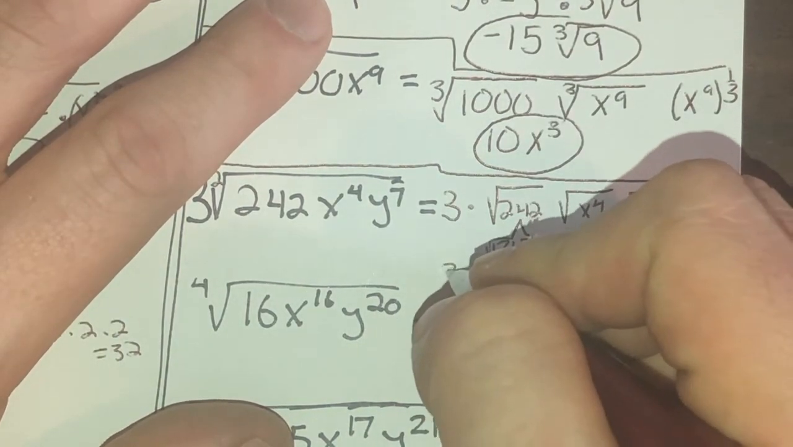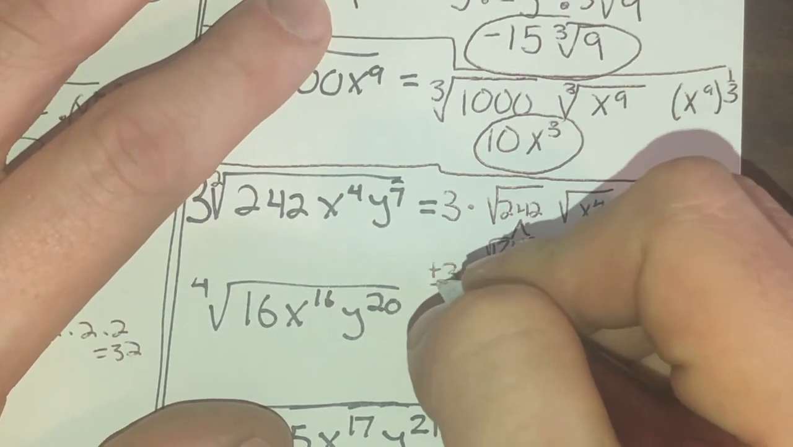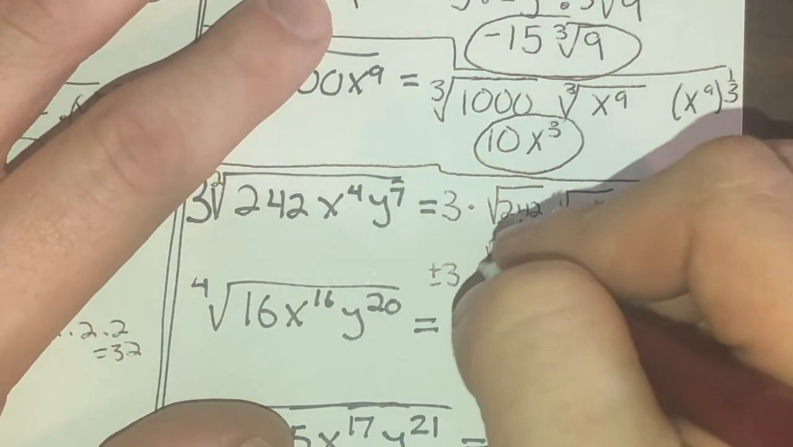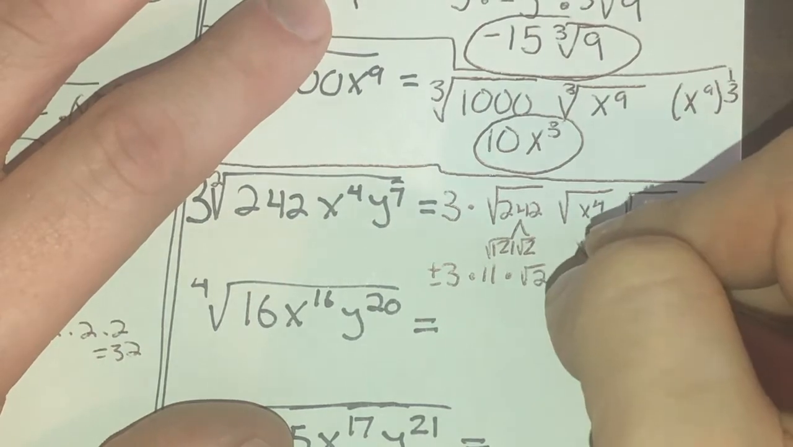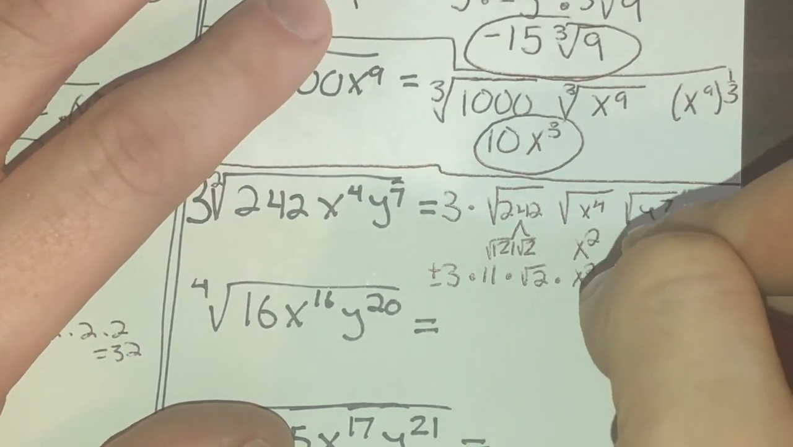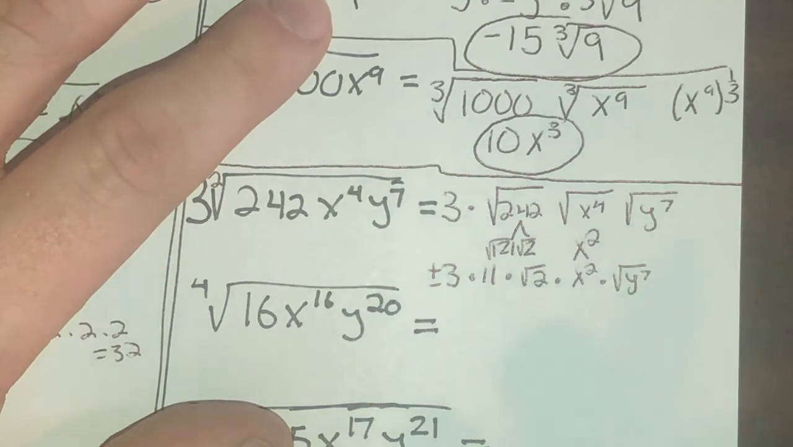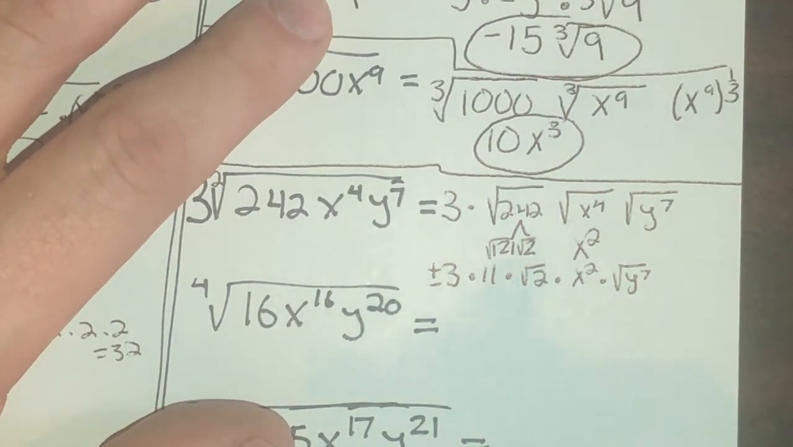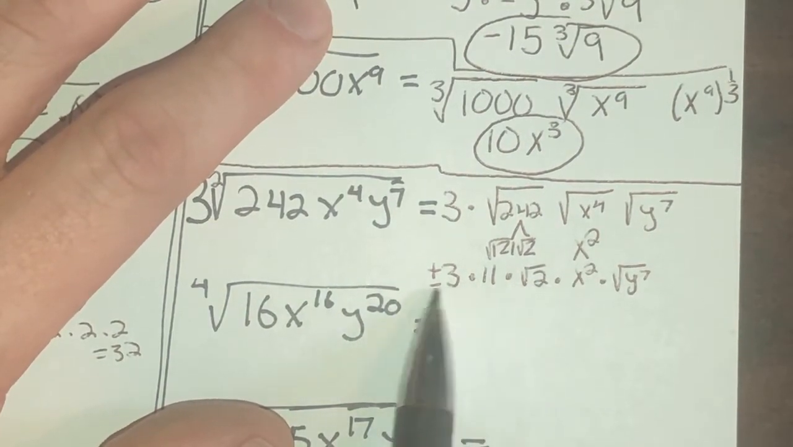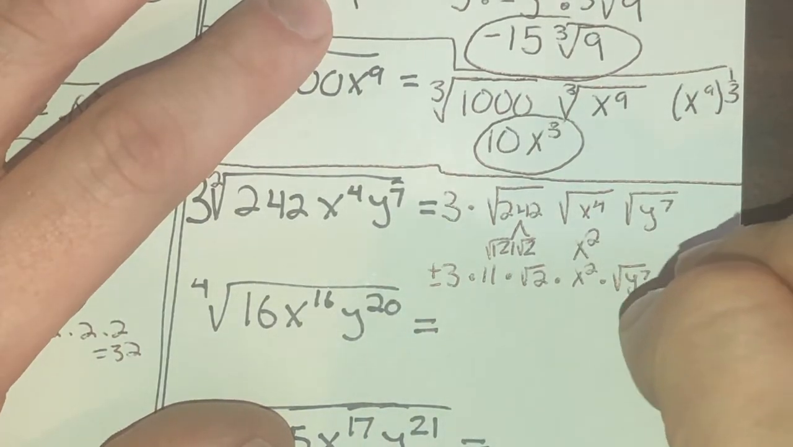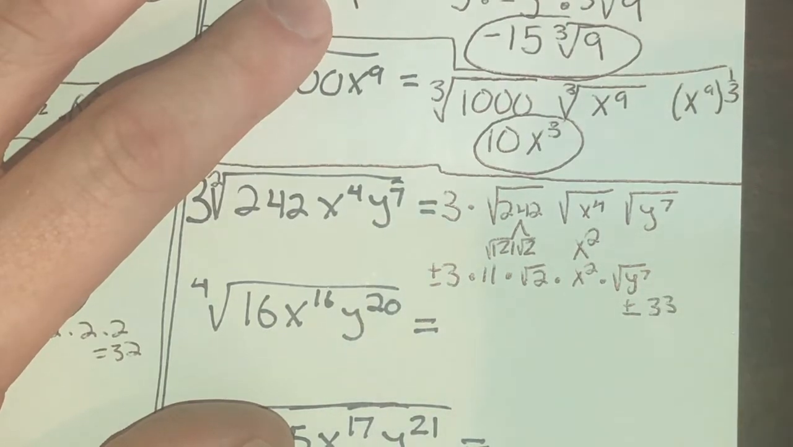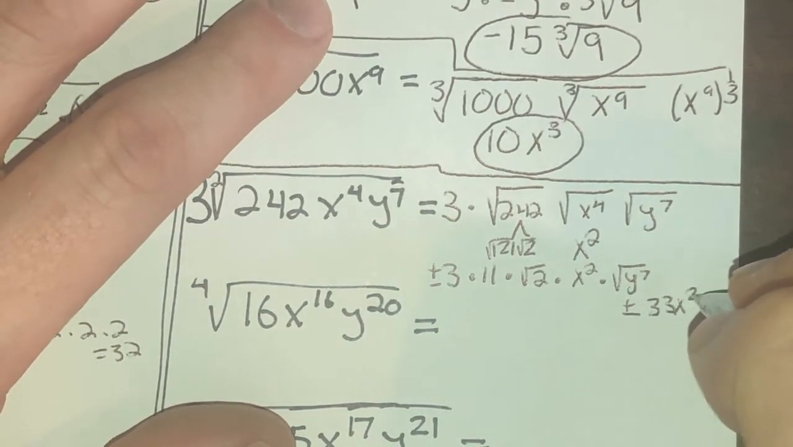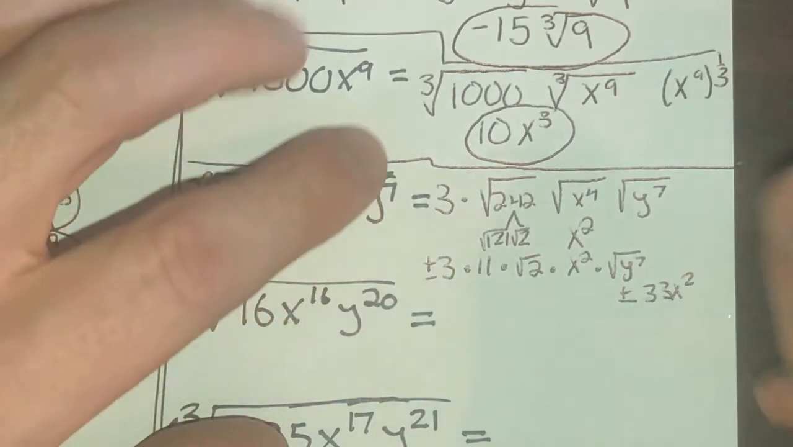This is 11, so I have 3. And now I drop my plus or minus in because I'm doing a root. Times 11 times square root of 2 times x squared times root y to the 7th, right? That's not divisible by 2. I can't touch it. Now I use that commutative property. I bring everything in. So I have plus or minus 33 x squared, right? I do the 3 times 11 times the x squared.